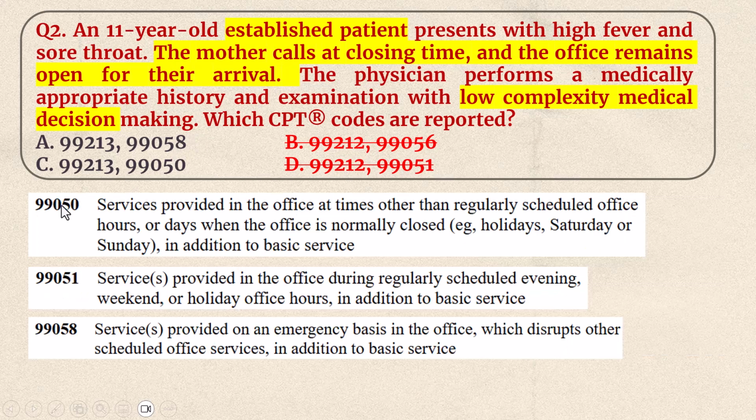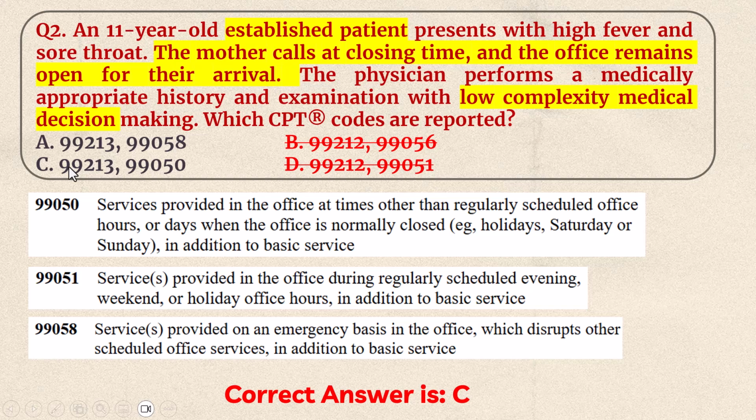Okay, 99050 is service provided in the office at times other than regularly scheduled office hours. In this case, you can see the patient called at closing time and the office is open till their arrival. So this code is suitable. But for the other codes, you can see 99051 is office during regularly scheduled evening hours, and 99058 is services provided on an emergency basis. But in this case, it is an office open for extra time. So the correct code will be 99050. So the correct answer will be answer C.